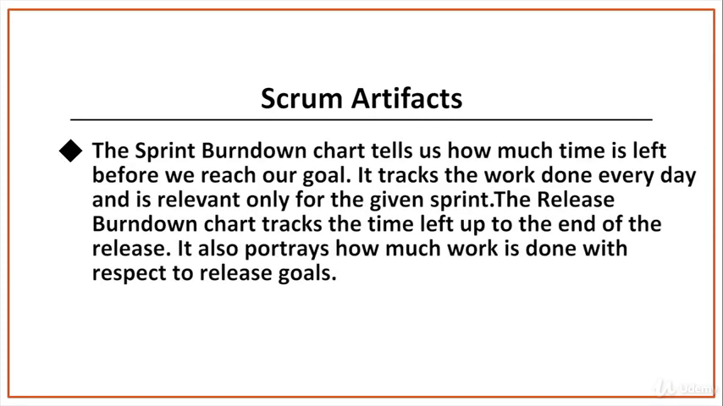The sprint burndown chart tells us how much time is left before we reach our goal. It tracks the work done every day and is relevant only for the given sprint. The release burndown chart tracks the time left up to the end of the release. It also portrays how much work is done with respect to the release goals.